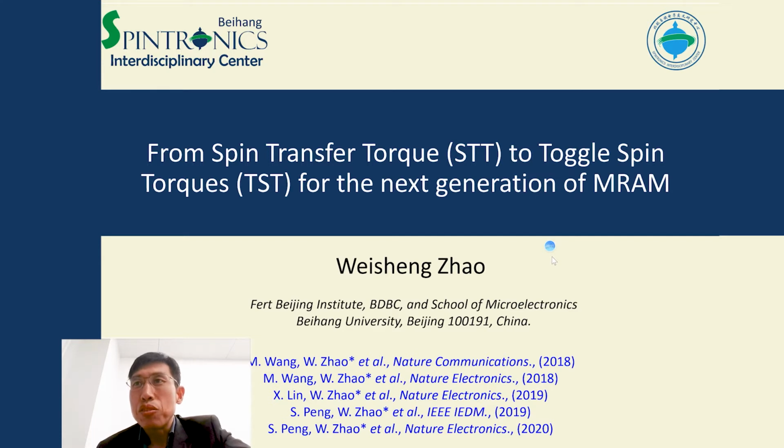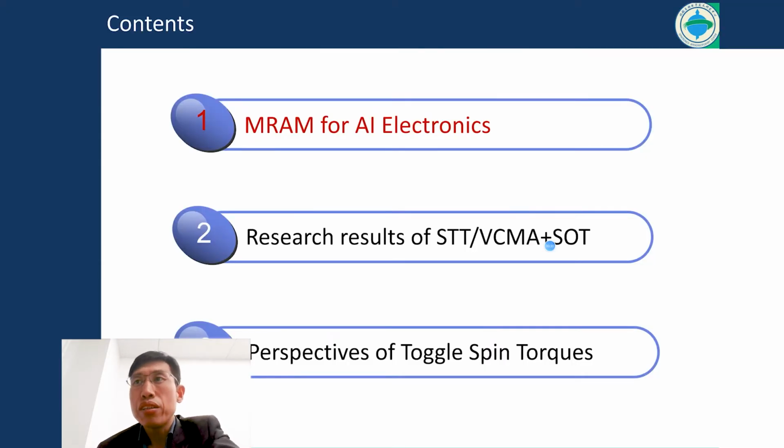Today it's my great pleasure to have this opportunity to present our work at the first international symposium on AI electronics at Tohoku University. I will present our thinking about using MRAM for AI electronics. My talk will include three parts. The first is about why we need MRAM for AI electronics. The second part, I will introduce our recent progress on the new switching method and its perspective for AI electronics.